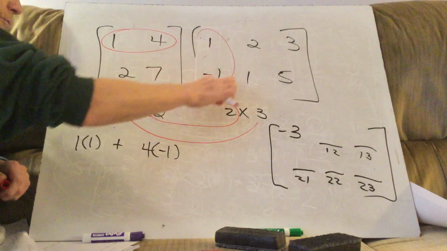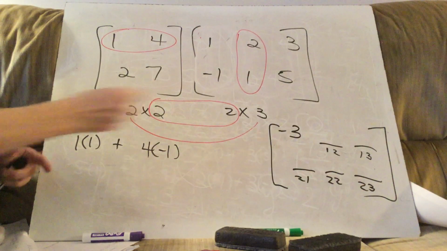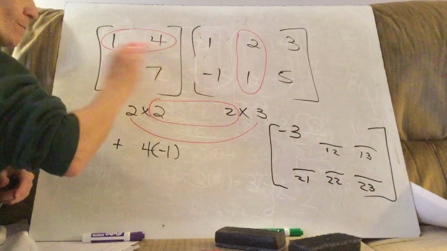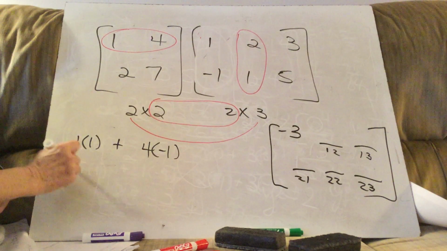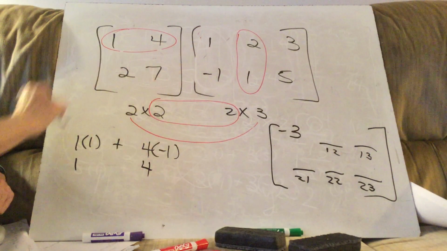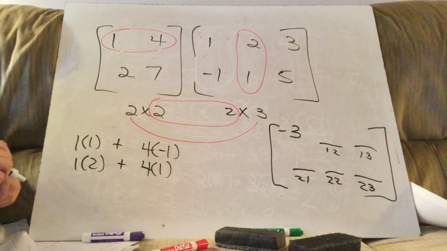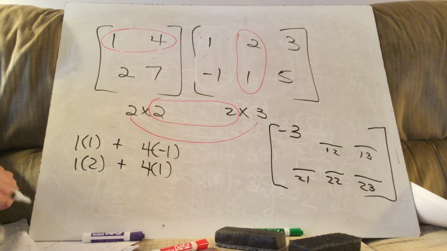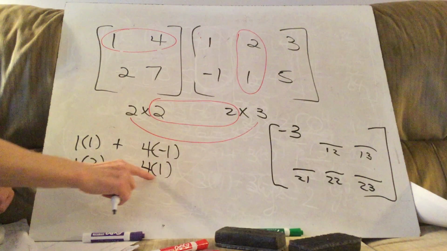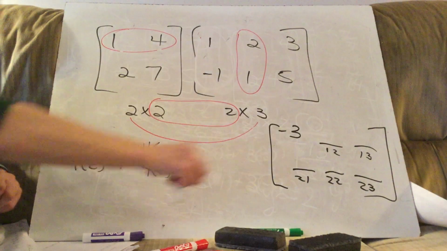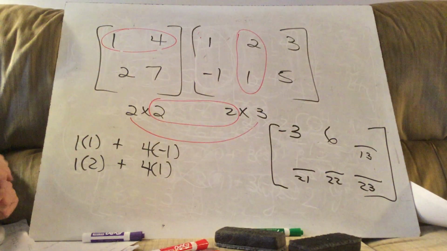Now I'm going to move over and do my second column because this says first row, second column. So I'm going to go ahead and write down my 1 and 4 again for my first row, but now 2 and 1. So I'm multiplying 1 times 2, multiplying 4 times 1, and adding 2 plus 4, that's 6. So that number is a 6.